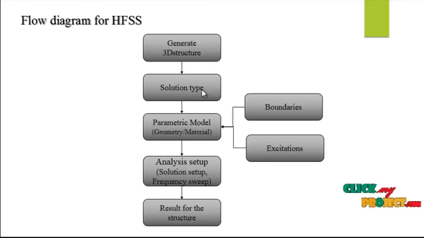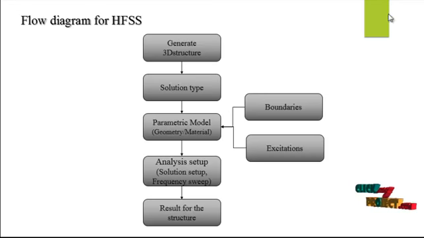Then the parametric model. The parametric model consists of geometry, materials, boundaries, and the excitation. Then the analysis setup: here we use the solution setup and frequency sweep, with start and stop frequency. Finally, we calculate the results of the structure: return loss, radiation pattern, VSWR and bandwidth are calculated using the HFSS software.